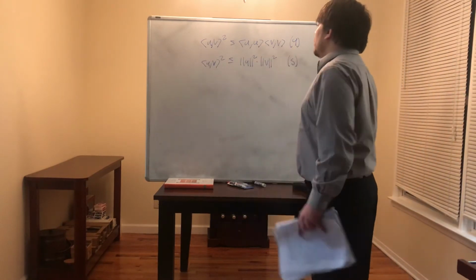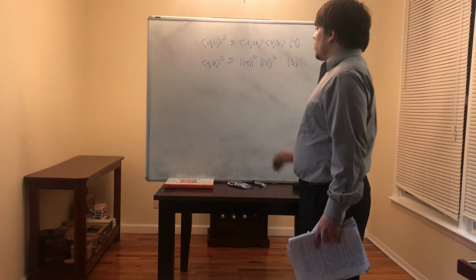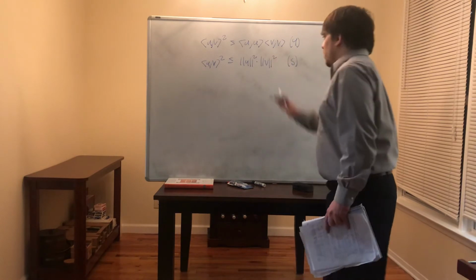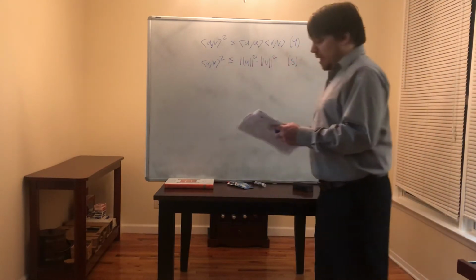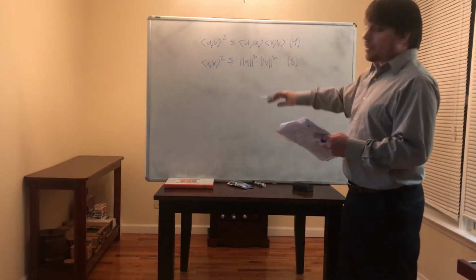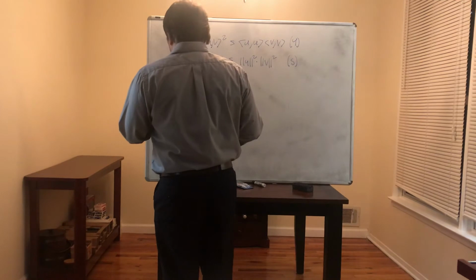Right, because the inner product between u and itself is the norm of u squared, and the inner product of v with itself is the norm of v squared. And so you're just rewriting this as this, and that is that. Okay, so you can deduce 5 directly from 4.